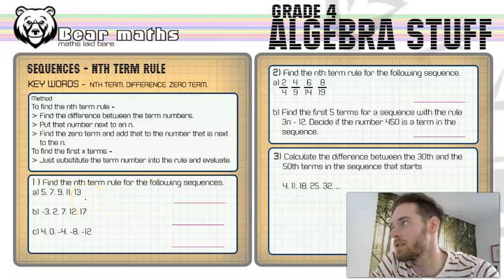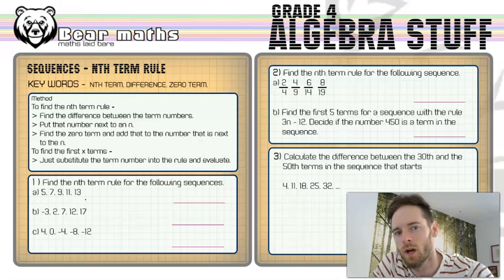This one is on sequences and the nth term rule. I've already done a video on sequences, which was finding the next couple of terms in the sequence and other special sequences. This one is specifically for the nth term. Sounds really mathsy. So keywords here: nth term, difference, zero term.